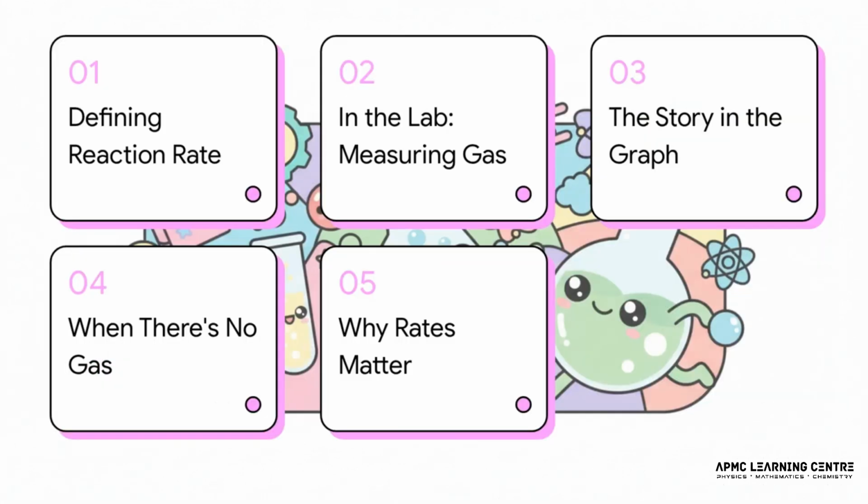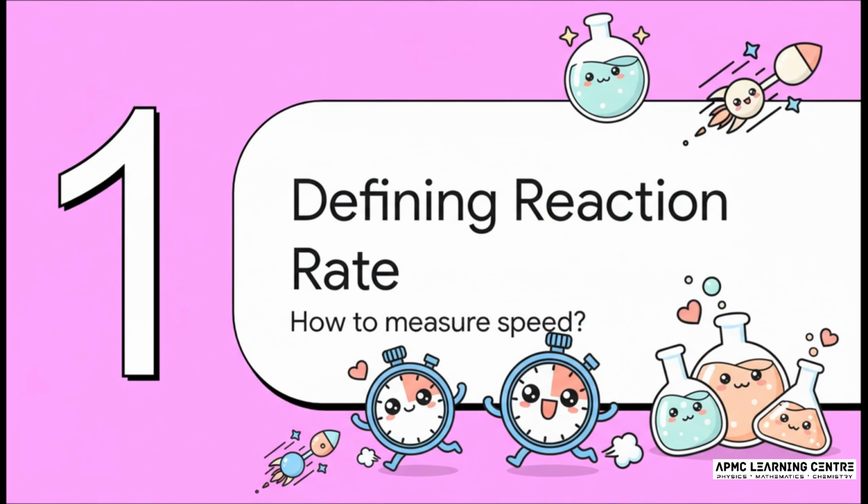So, here's our game plan. First, we'll get a solid definition for reaction rate. Then, we're going to get our hands dirty in the virtual lab and see how to measure reactions that make gas. After that, we'll look at how to read the story a graph tells us, figure out what to do when there's no gas to measure, and finally, we'll connect it all back to why this is so important in the real world.